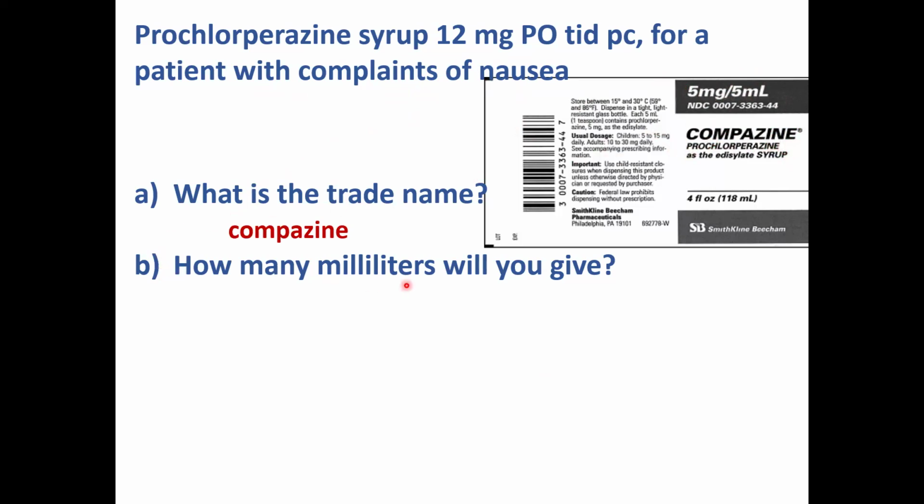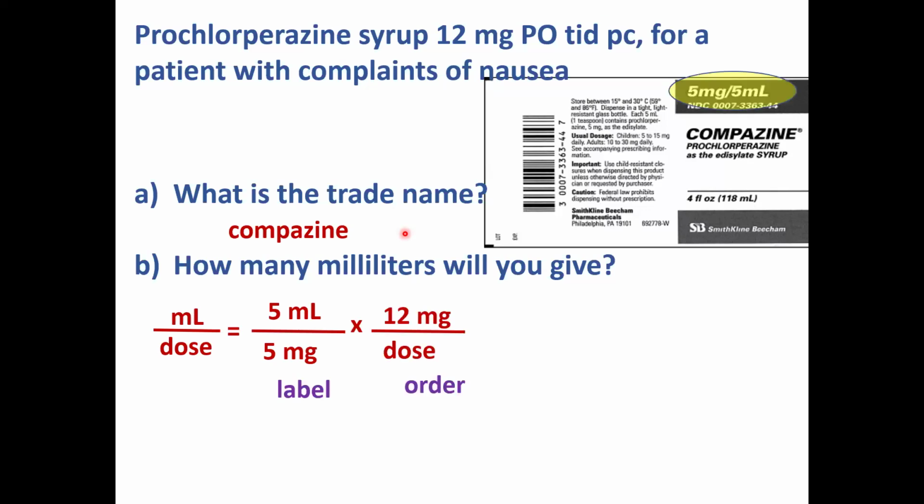Now, part B wants to know how many milliliters will you give? So this goes back to a desired answer of milliliter per dose. First fraction needs some milliliters with it. And that's going to come from our label. Up there at the top of the label, it tells us 5 ml is 5 milligrams. And then if that puts milligram at the bottom, we need milligrams at the top. And our order was telling us 12 milligrams per dose. They're going to get 3 doses in a day, but 12 milligrams per dose. And those units are going to cancel. Milliliter per dose is what we're left with. So we're ready to run the math, and we're going to wind up with 12 milliliters per dose.